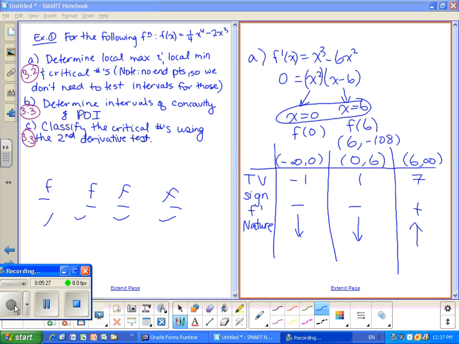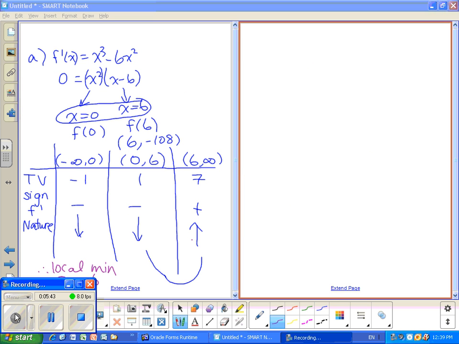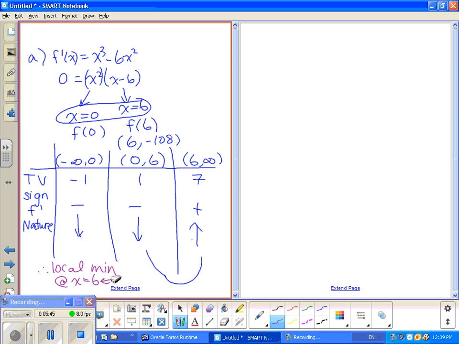But when you look between decreasing to increasing, what do you have? Local max or local min? You have a local min. So just looking at the intervals of increasing or decreasing, that tells you whether you have a local max or a local min. So you have a local min at x equals 6.